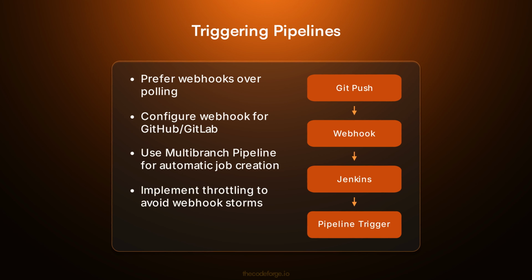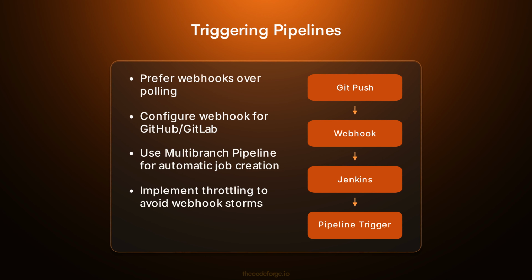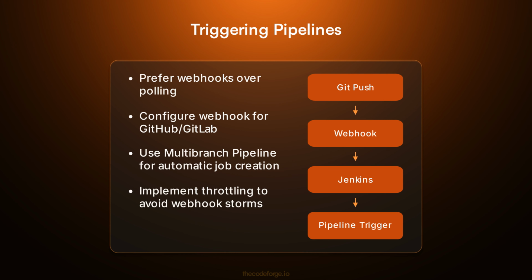The most common trigger is a webhook from Git providers. Configure the webhook to hit the appropriate Jenkins URL. For complex workflows, use the multibranch pipeline plugin. Implement throttling and quiet periods to prevent overload.